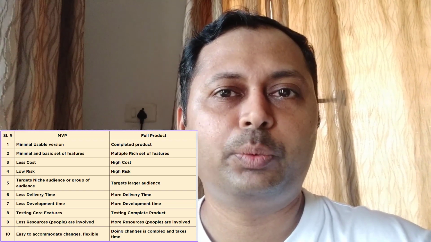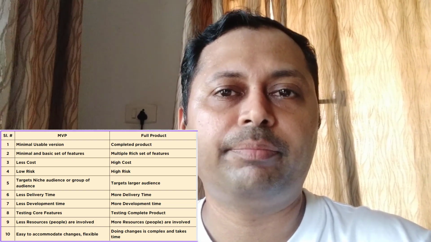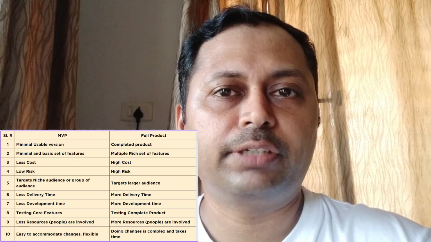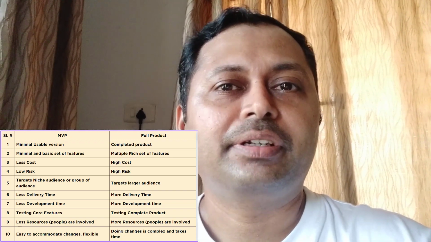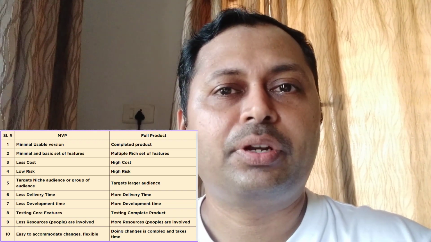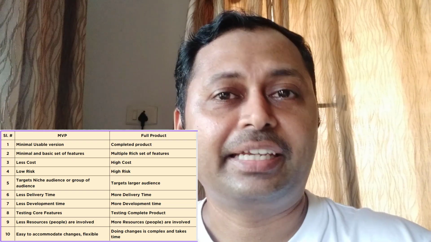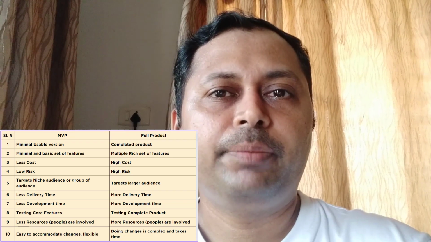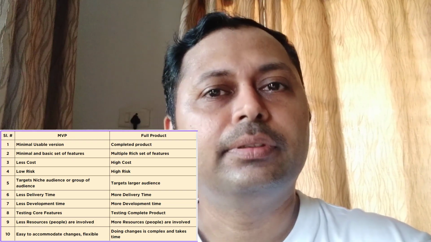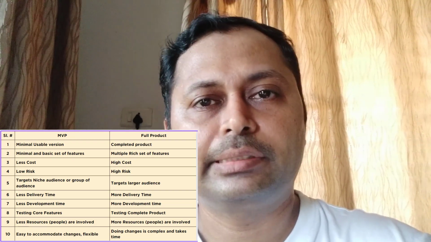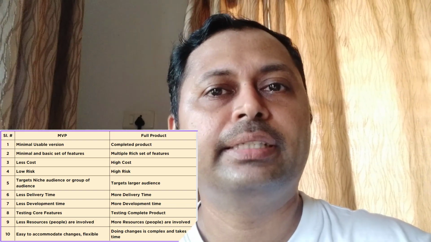The testing is also similar. In case of testing an MVP, it will only be the core set of features that will be tested. In case of the final product, it is going to be the full complete product that the quality team is going to test. And it of course takes its own time compared to testing the MVP. In case of MVP, fewer resources, that is, fewer people are involved in creating an MVP compared to the more number of people involved in creating a final product.